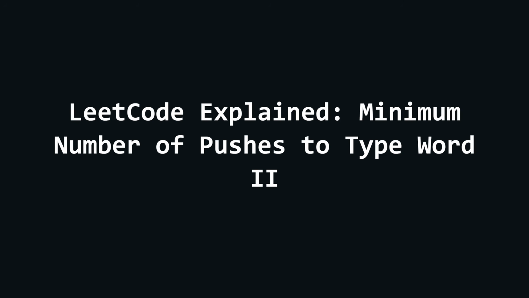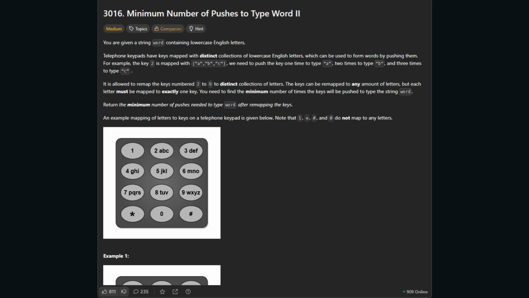Today we are tackling another daily coding challenge. The problem is called minimum number of pushes to type word two. It's a really fun one that deals with optimizing a keypad. Here is the problem page itself. It looks a little bit complicated at first glance, so let me break it down and explain the rules simply.